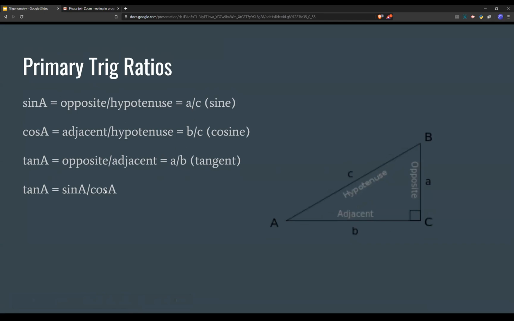And if you notice, we can look at these simplified ratios and we can manipulate them a little bit to get this property. We get tangent of A is equal to sine of A divided by cosine of A. And if you can see why, I'll prove it on a whiteboard right here.